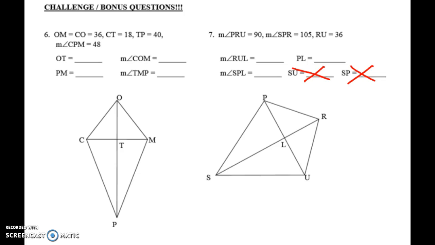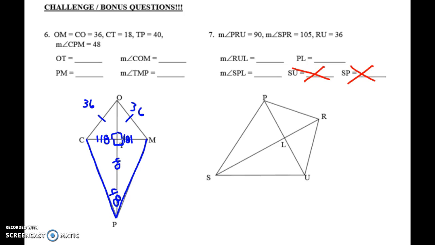And then this one we have OM and CO, and they're both 36, right? We have CT is 18. Remember, these two are going to be the same, so this one is also 18. These are 90 degrees, because it's a kite, right? It told us that TP was 40. And then it told us that angle PM is 48. Everybody good with that so far? Okay.